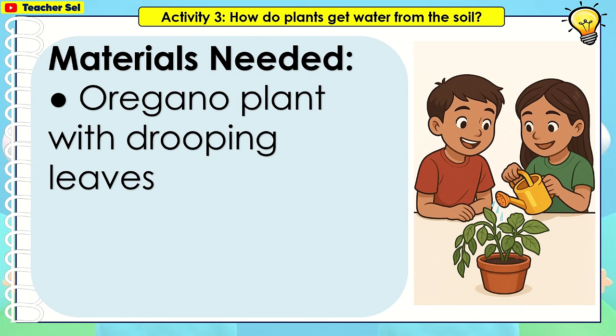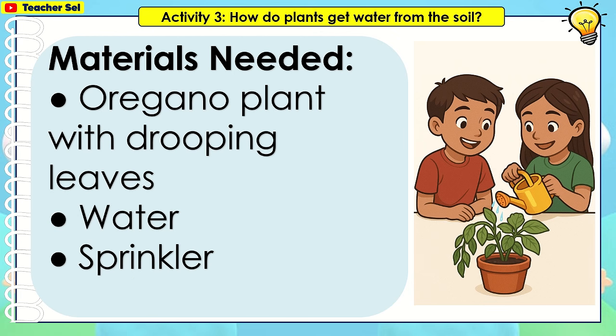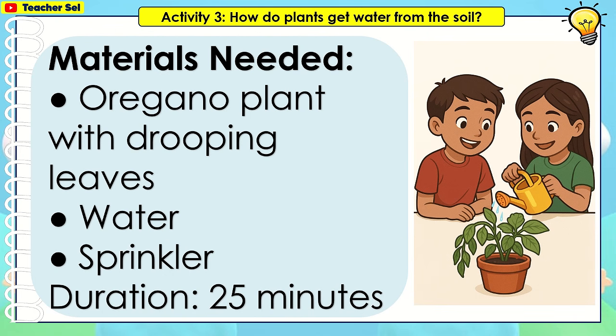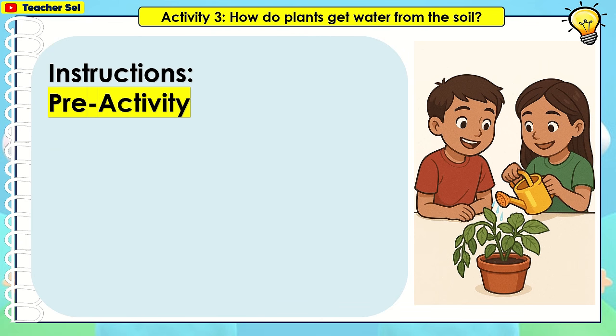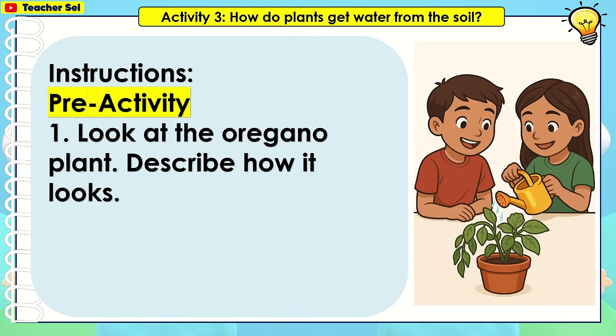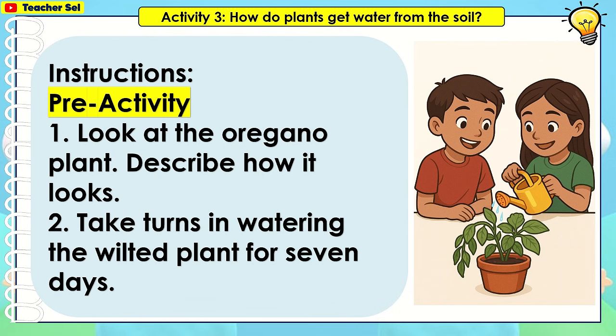Here are the materials needed. Oregano plant with drooping leaves, water, sprinkler. Duration, it is good for 25 minutes. Look at the oregano plant. Describe how it looks. Take turns in watering the wilted plant for 7 days.